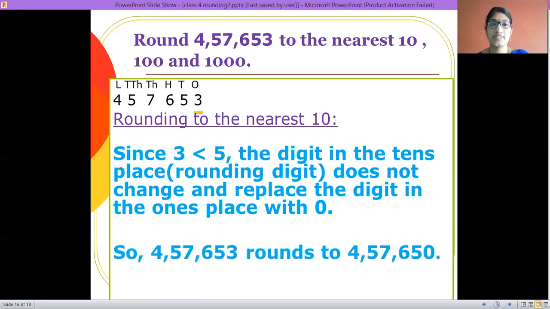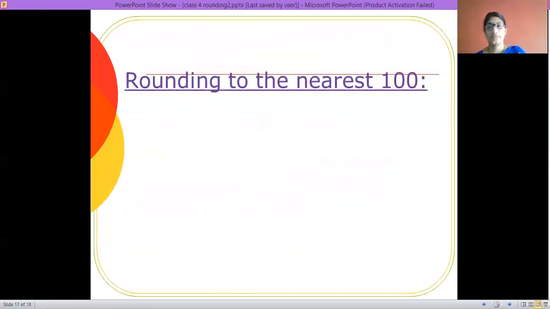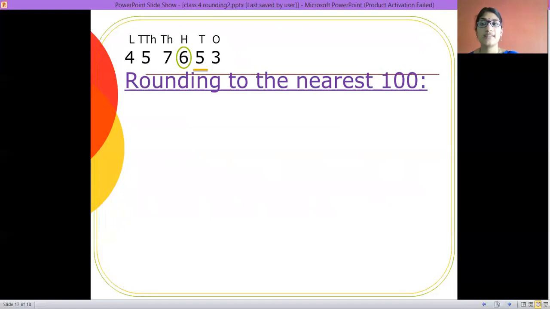So 4,57,653 rounds to 4,57,650. Now rounding to the nearest 100. Now what will we do, children? Yes, we'll write the number, we'll write the places, we'll identify the rounding digit. So what is the rounding digit here? Yes, the digit in the hundreds place. Now, are we going to do anything with this? No. What are we going to do now? We'll move to the right hand side of this rounding digit. So we'll move to our tens place.